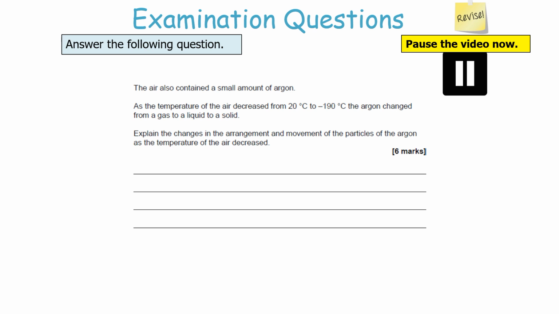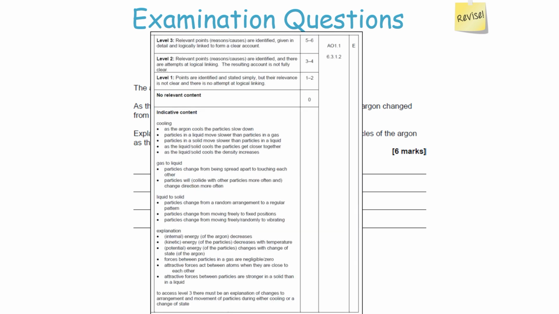Right, with this type of question, it says explain. So you've got to explain what's going on. What you've got to talk about is why things are happening. So you firstly describe what's happening and then explain what's actually going on. As it's cooling down, the particles will slow down. So when it goes from a gas to a liquid, the particles slow down. When it goes from a liquid to a solid, the particles slow down.